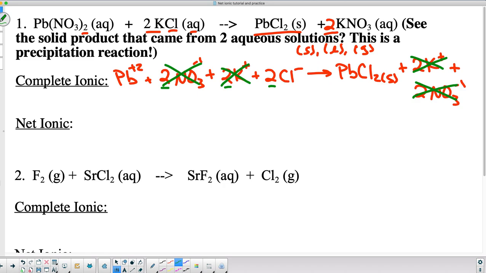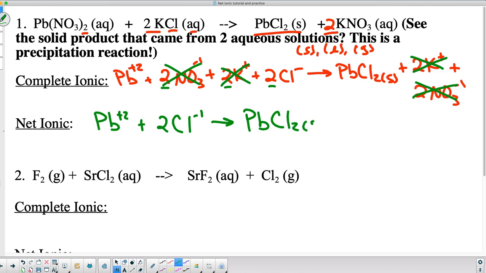Okay? That leaves me with, as a net ionic equation, Pb with a +2 plus 2Cl minus, and then on the other side, I have PbCl2 as a solid. And that's it. That's what you do for a net ionic equation. So we're putting everything into ions, and then we simply cross off everything that shows up on both sides of the equation.